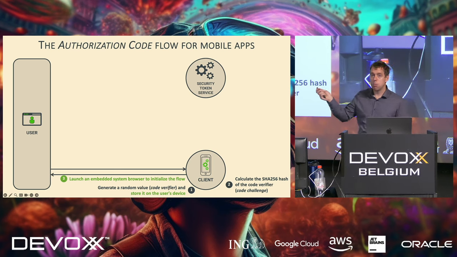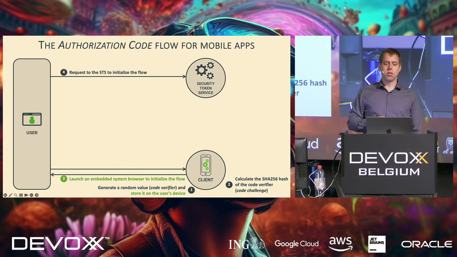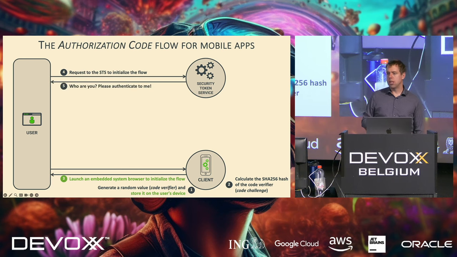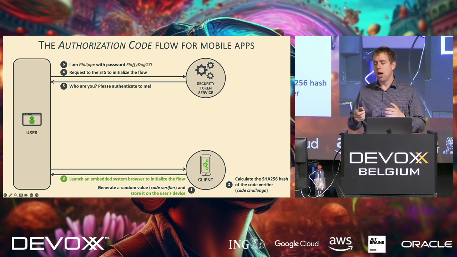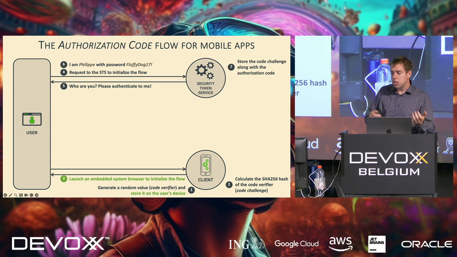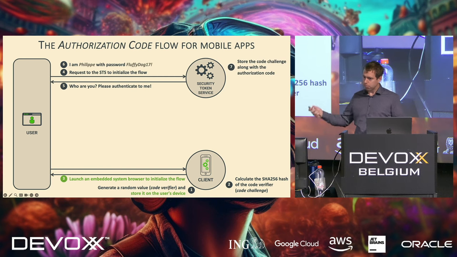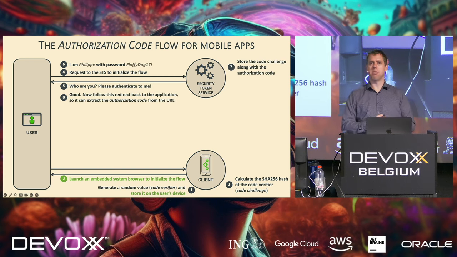And that browser-based environment is going to follow a URL, taking it to the security token service. And that security token service is going to handle user authentication. Who are you? Guess what? I'm Philippe, and my password is still fluffydog17 exclamation mark. And when that's done, the security token service is going to store the authorization code with the code challenge, just like before. It's the same flow, and it's going to send the code back to the application.